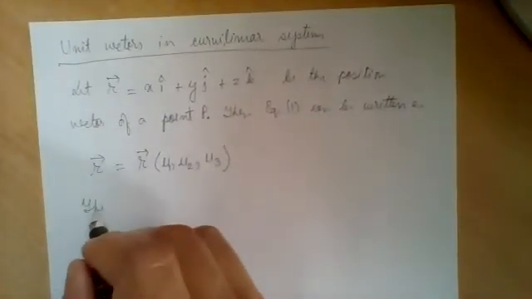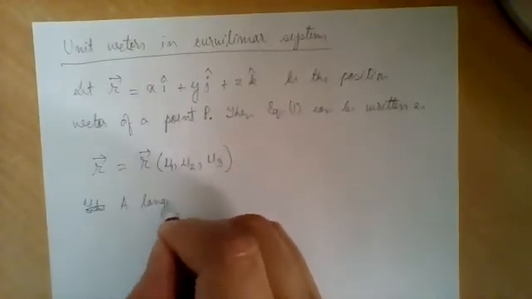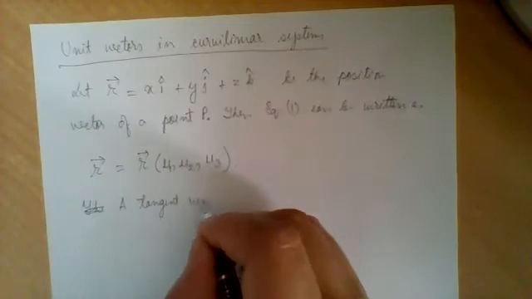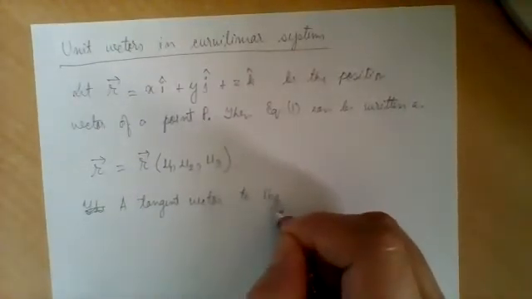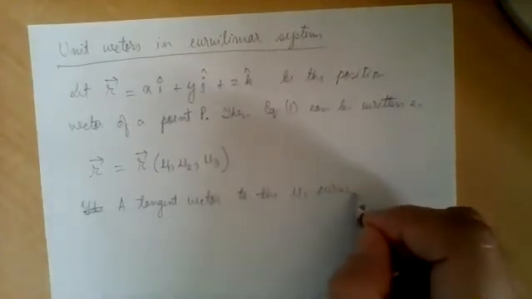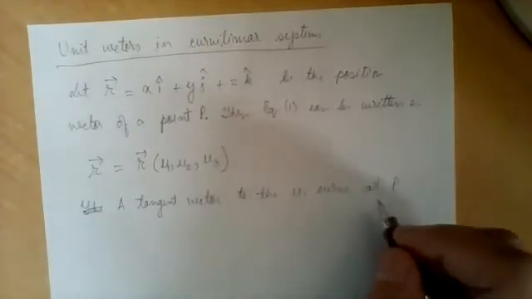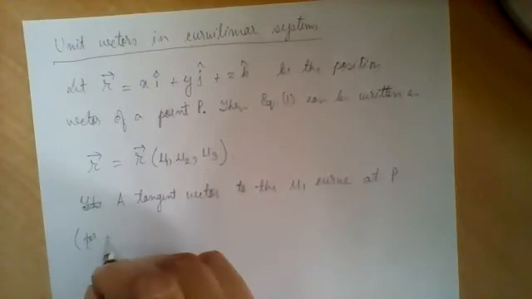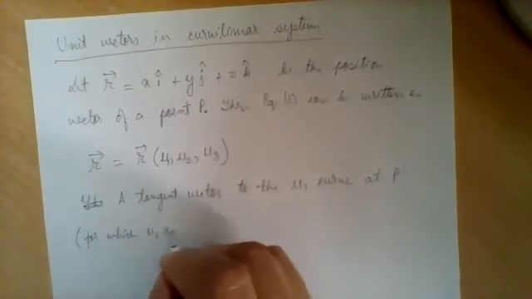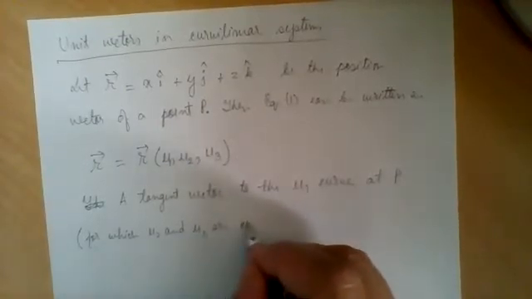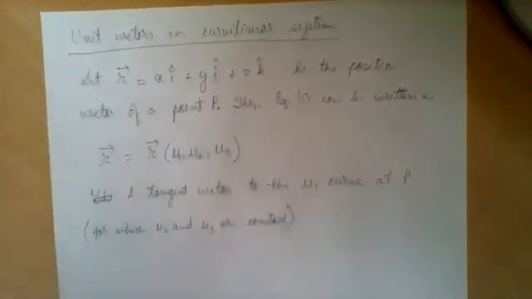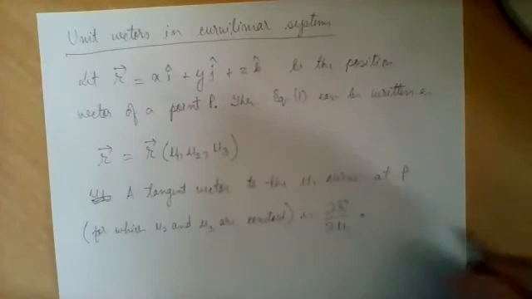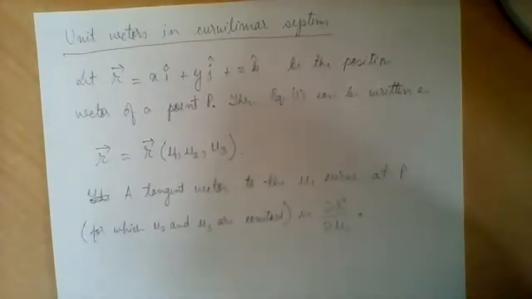A tangent vector to the u1 curve at P, for which u2 and u3 are constant, is del r by del u1. Recall del r by del u1.